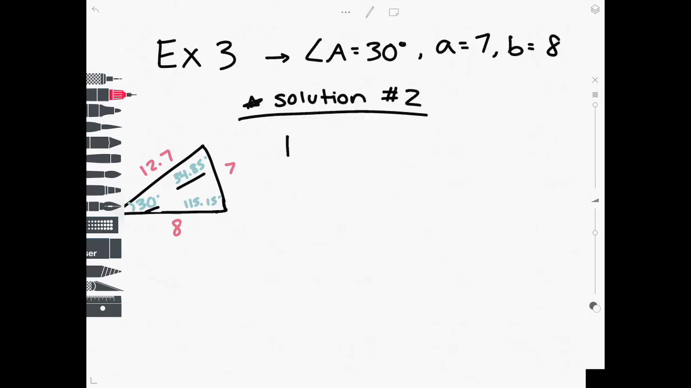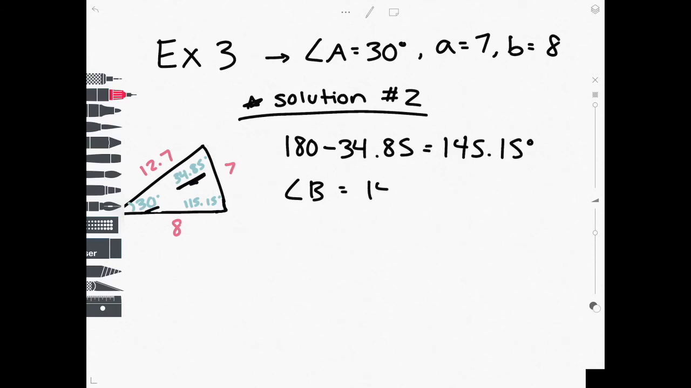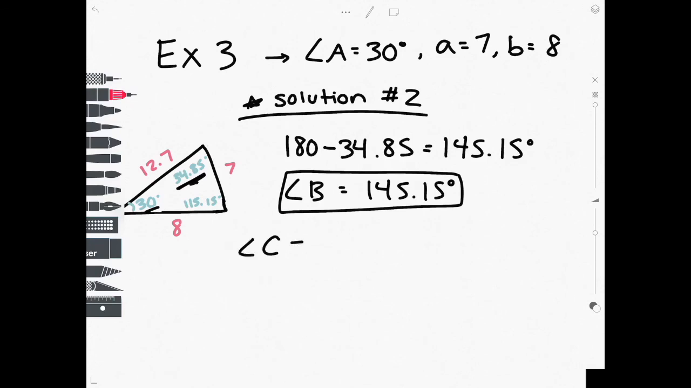To find your second solution, you can do 180 minus 34.85 to equal 145.15. And to find this new triangle, to make sure, you can do 145.15 plus 30, which you can find is less than 180. So with that, you can find a new angle of C, which is 180 minus 145.15 minus 30, which you get 4.9.